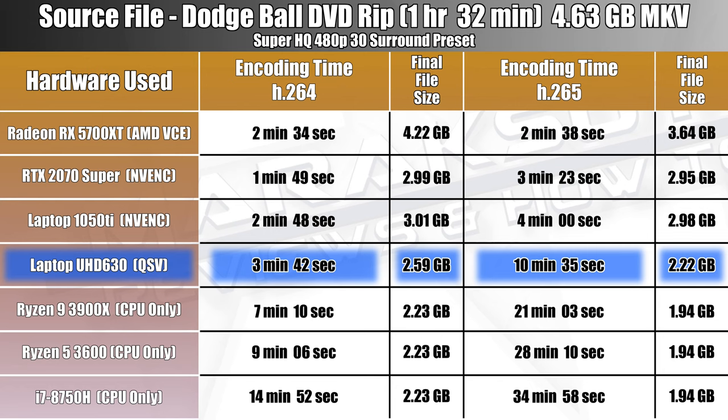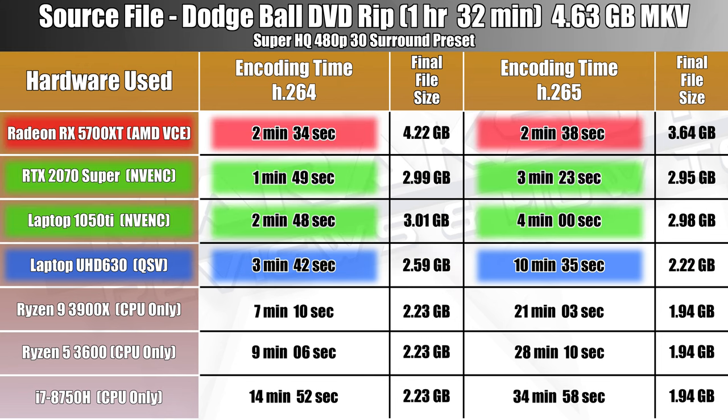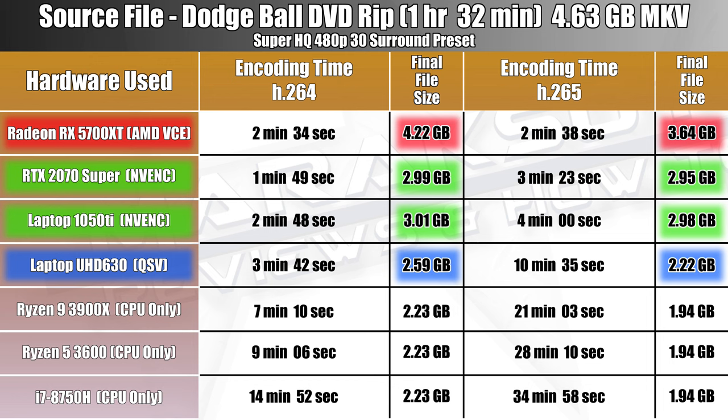Switching over to the blue team, Intel QuickSync delivered the best performance when you take both speed and compression into account. Using both H.264 and H.265, it was slower than Nvidia and AMD. However, QuickSync offered better compression than both the red team and the green team in my testing.